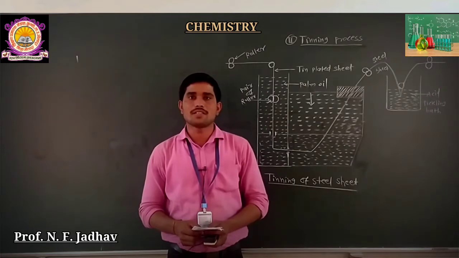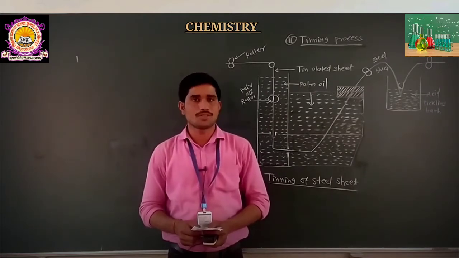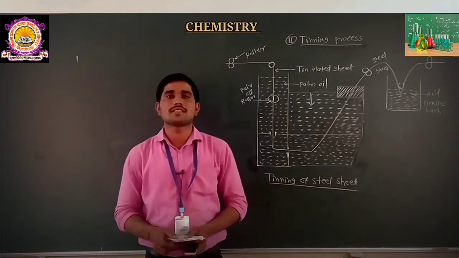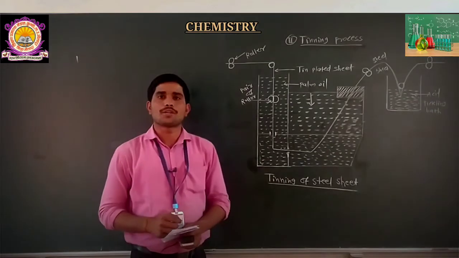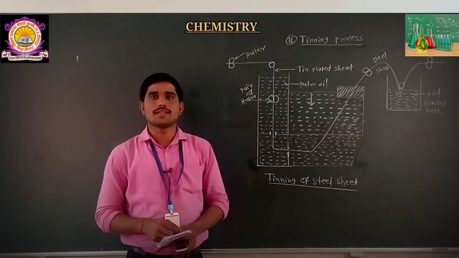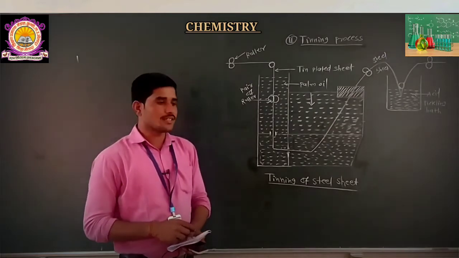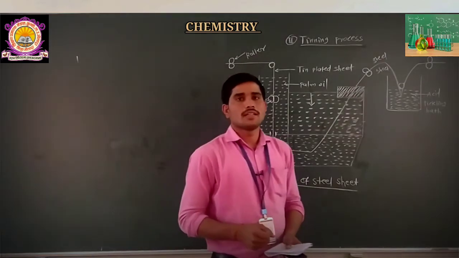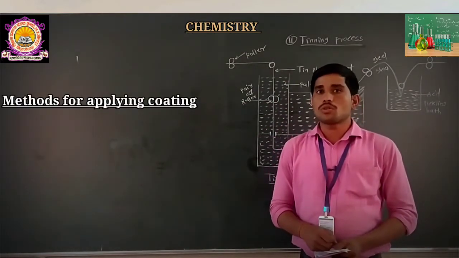Friends, in our last lecture, we started a very important concept in the corrosion chapter, and that concept is nothing but methods of applying metallic coating. We started those coating methods in our last video lecture. In our last lecture, we understood that for applying coating on metal, there are different methods.